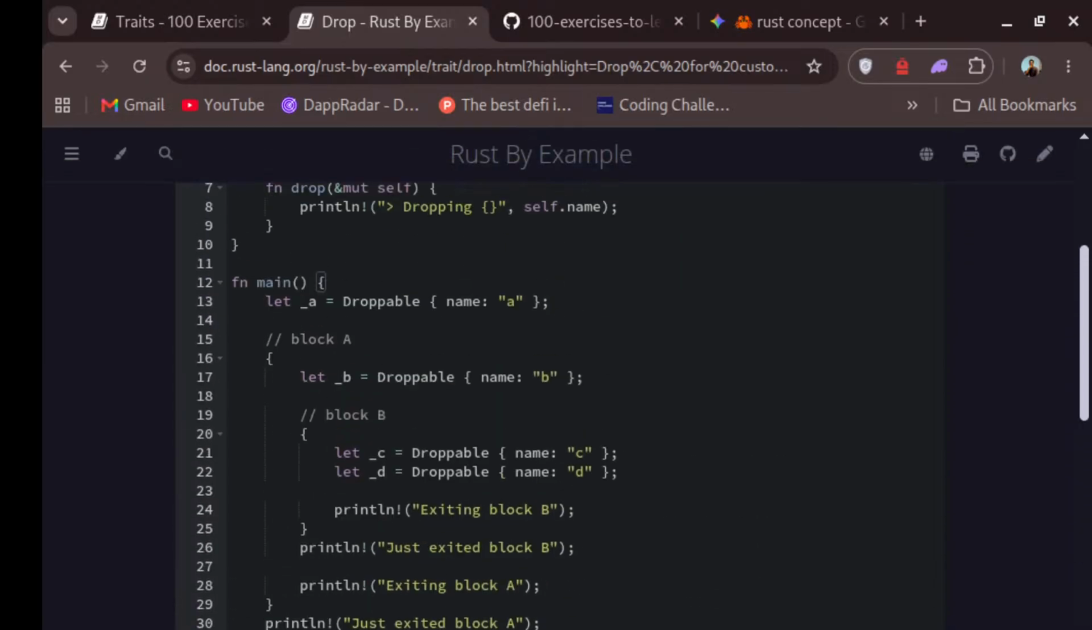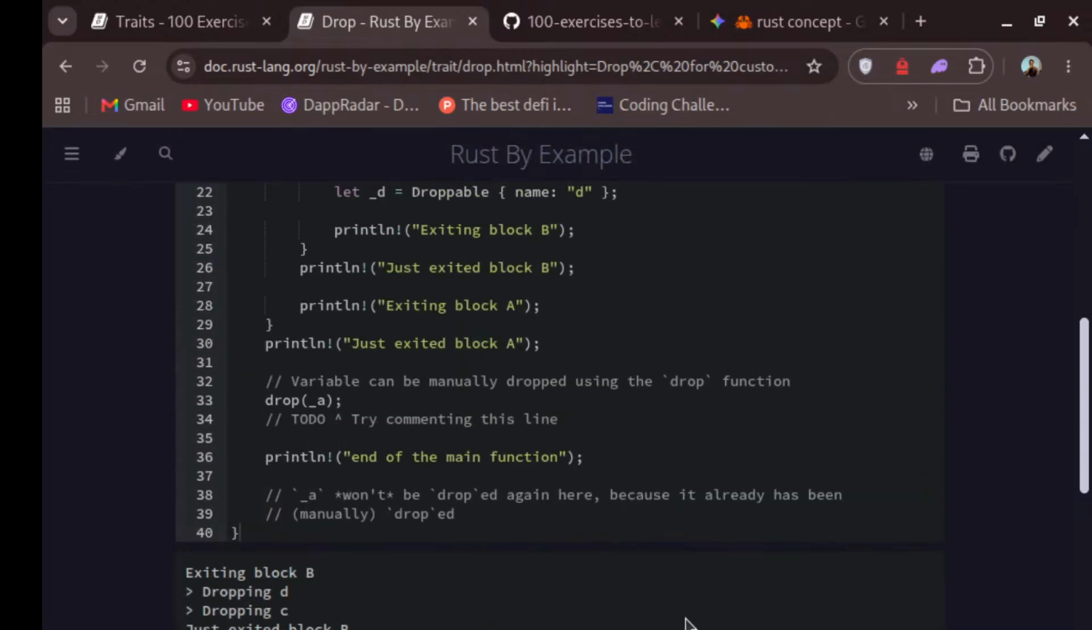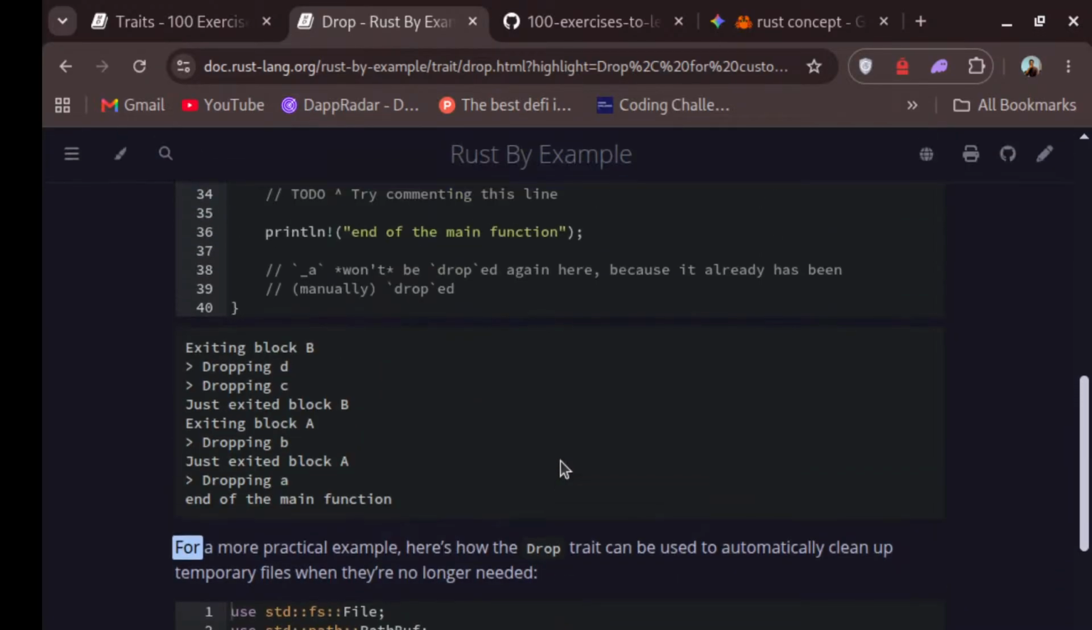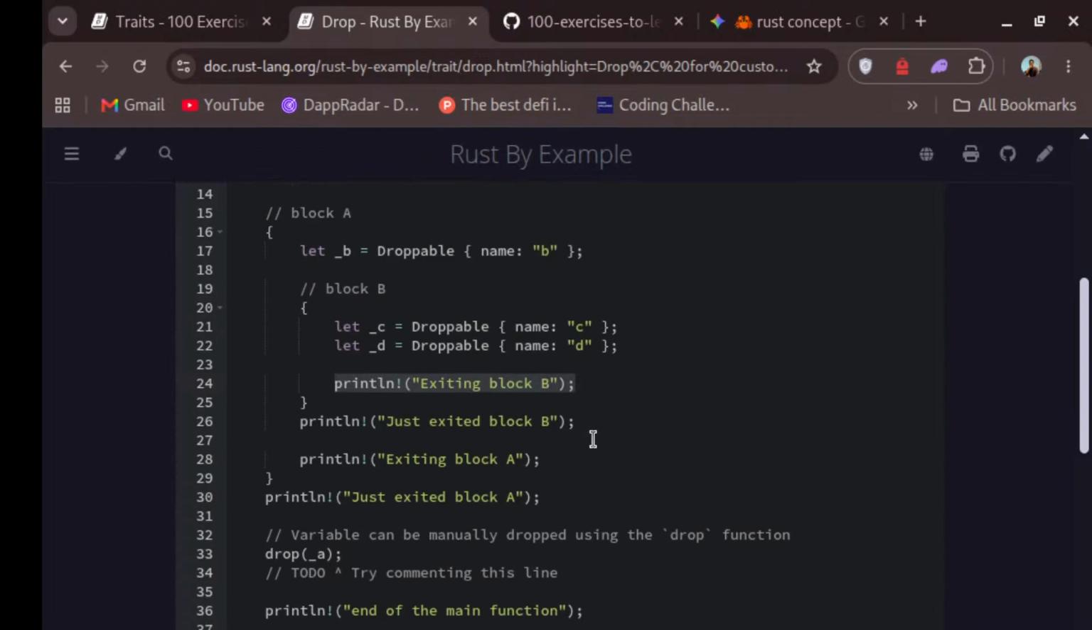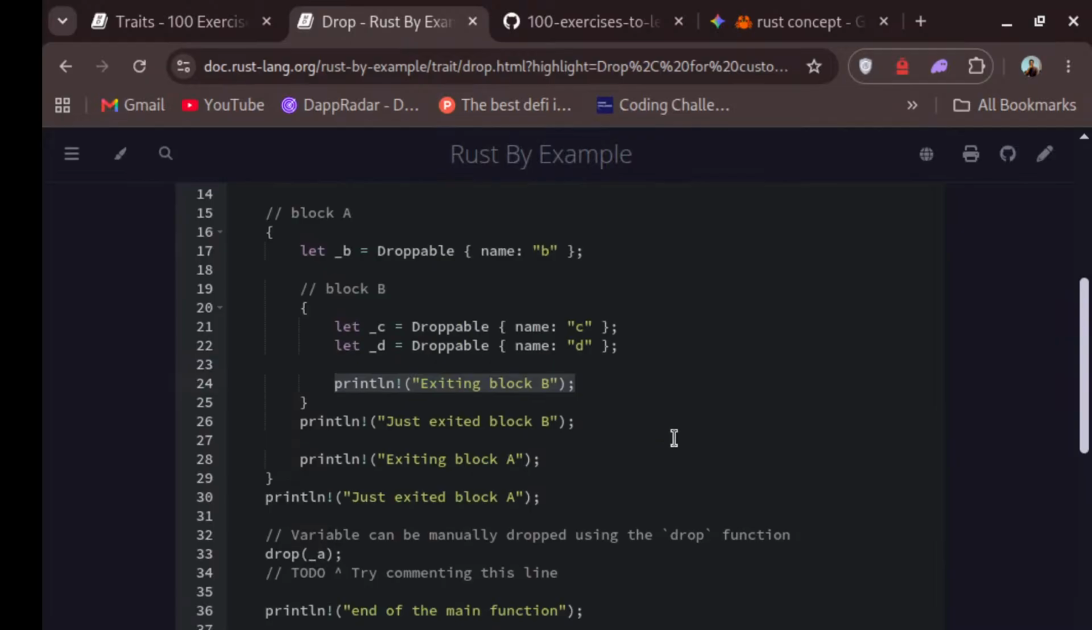Okay, here is something. First we are printing exit block B, this part, right? And after that we drop C and dropping D, dropping C.